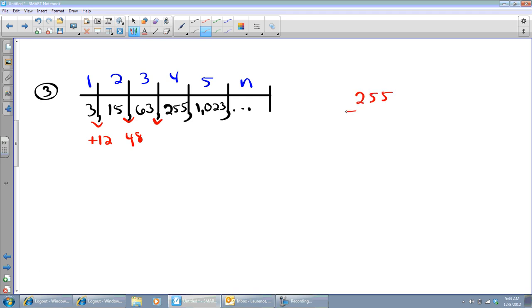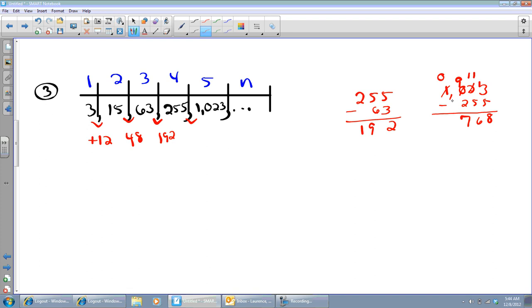255 minus 63. Get a 2, 25, 60, 192. All right. Well, that's a weird one. 1023 minus 255. Wow, what a big problem. I don't know how I'm going to do it. Well, turn that into a 1 and borrow, and so I'll get an 8. Need to borrow from there, which means I need to borrow from there. That's a 0. And then that's going to be a 9, and then 11, and 6, and 7.